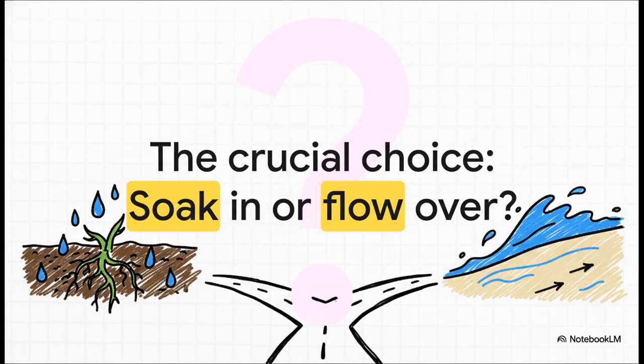Okay, but for the water that does make it past the leaves and hits the ground, it now faces a critical fork in the road. It's a choose-your-own-adventure moment. Does it soak into the soil, or does it flow over the surface? The path it takes depends entirely on the ground it lands on.